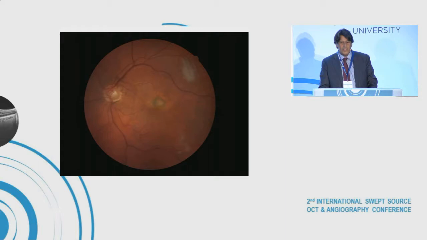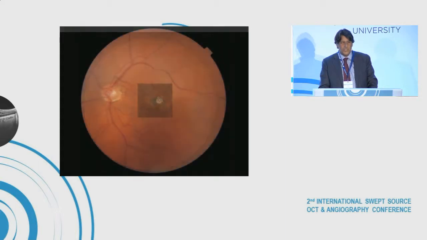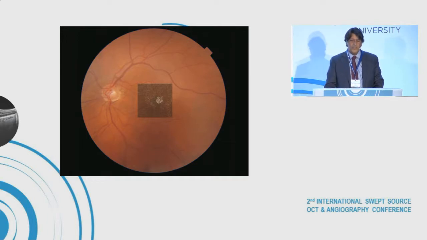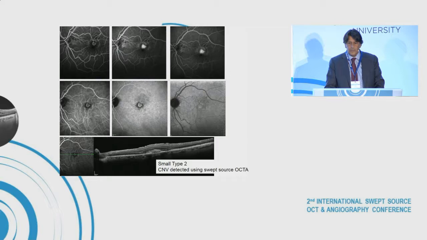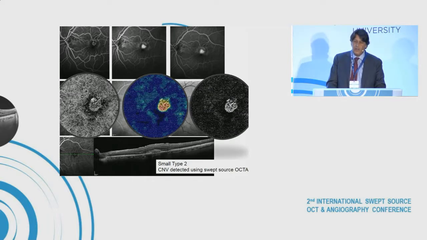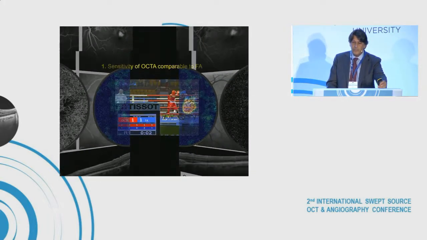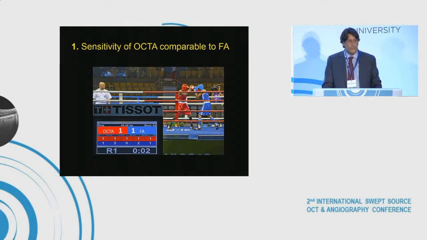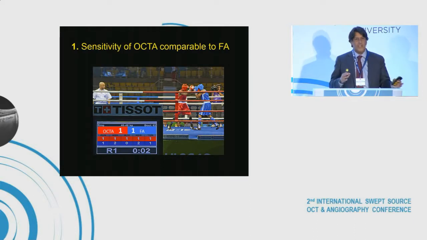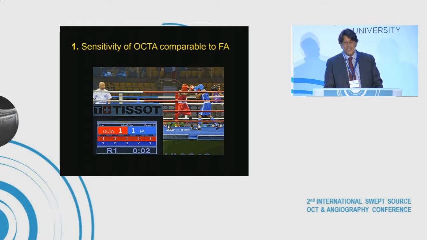So here is an example of a minimal lesion that is detected on swept source. It was a type 2 lesion with a glomerulus aspect, versus FA and ICG. So we obviously think that it was not really useful to perform this invasive examination, and OCT-A gave us the answer. So 1 point for both of them. Both are useful to detect the lesion.